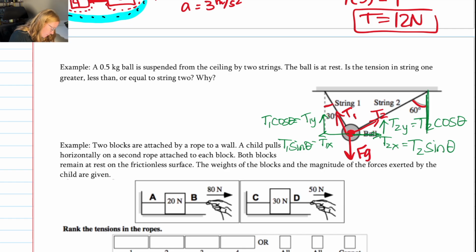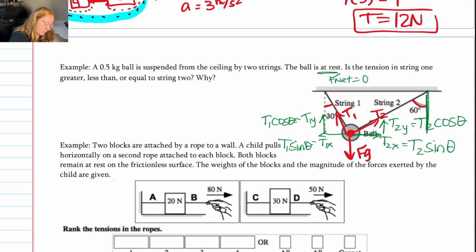Okay, so it says a 5.5 kilogram ball is suspended from the ceiling by 2 strings. The ball is at rest, so we need a net force of 0. Is the tension in string 1 greater than, less than, or equal to string 2, and why? So if we look at it, just think about whether you want to look at the y or x direction, because there is an easier option.